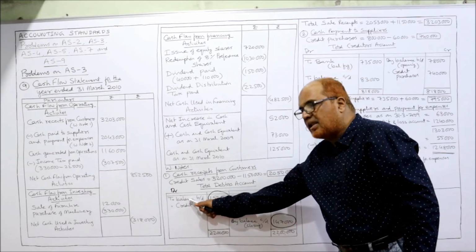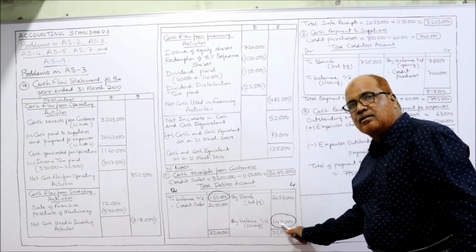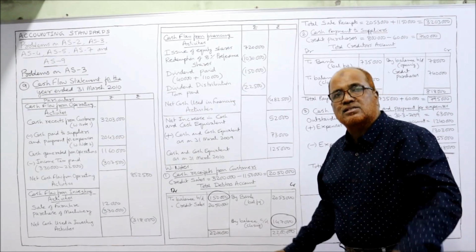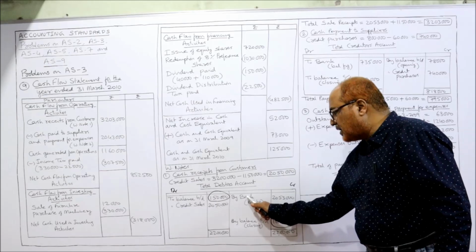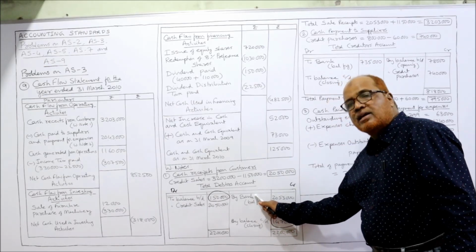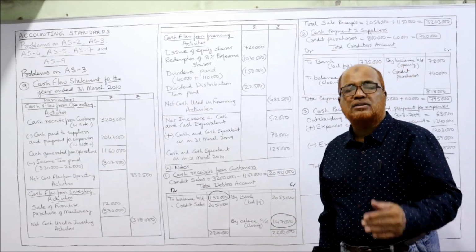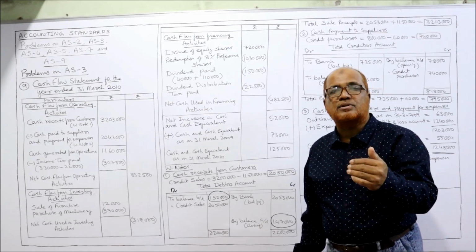First of all, opening balance on the debit side, closing balance on the credit side. And credit sales should be taken on the debit side. Now the balancing figure is bank. How much cash is received? 20,53,000 is the cash received from customers.